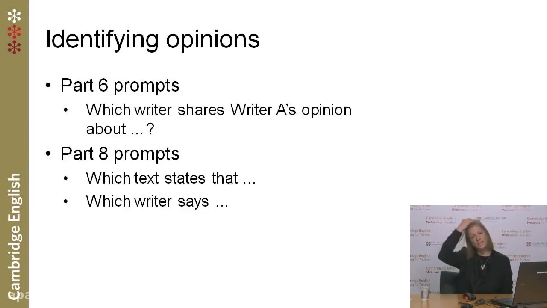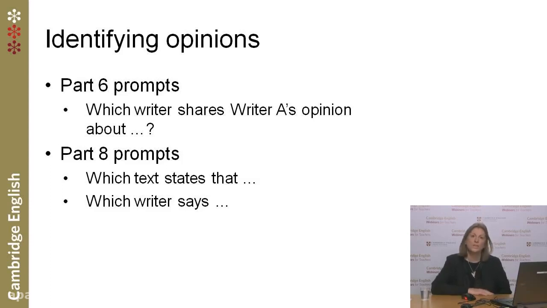Following on from the previous task, you could ask your students to produce short tasks to pass on to another group. For part 6, they would need to identify an opinion or attitude in one of the texts, then find another text which expresses the same or a different opinion or attitude, and produce prompts such as which writer shares writer B's opinion about, again using paraphrase where possible. For part 8, they need to focus on points that are unique to each text and produce a series of statements such as which text states that, or which writer did, using paraphrased language where possible.